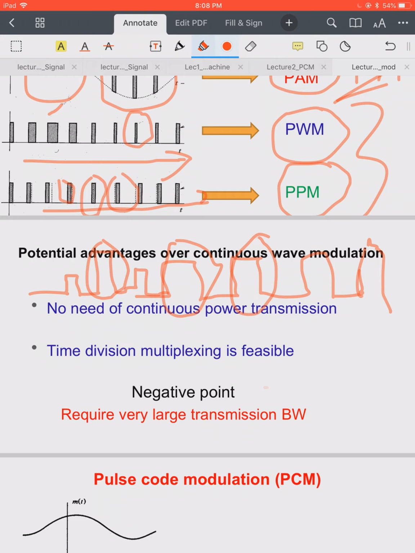So basically the time interval between the pulses can be occupied by samples from other signals, allowing the advantage of time division multiplexing. So what I mean is that the pulse modulation system permits the simultaneous transmission of several signals on a time sharing basis, and that is called time division multiplexing, because a pulse modulated signal occupies only a part of the channel time, right?